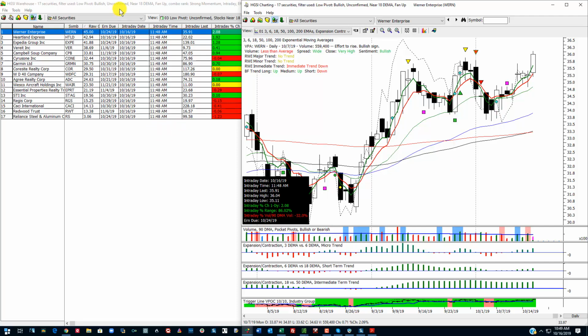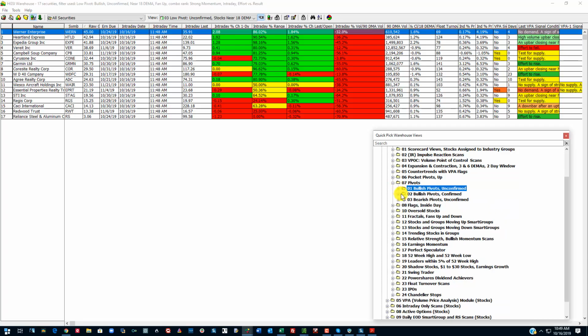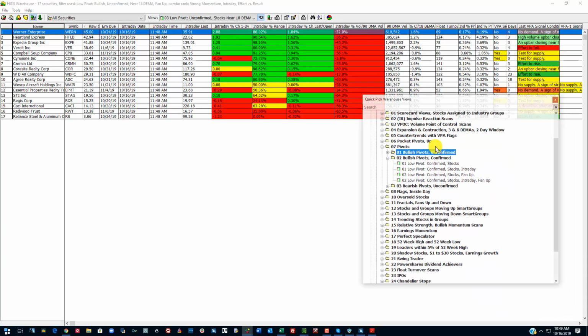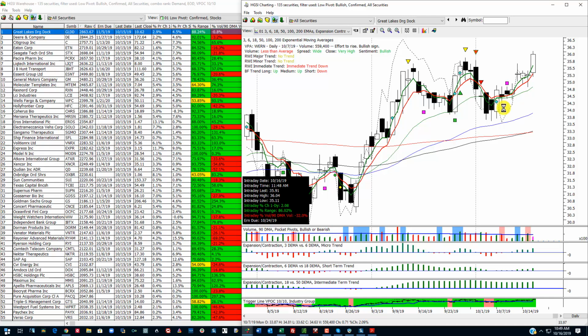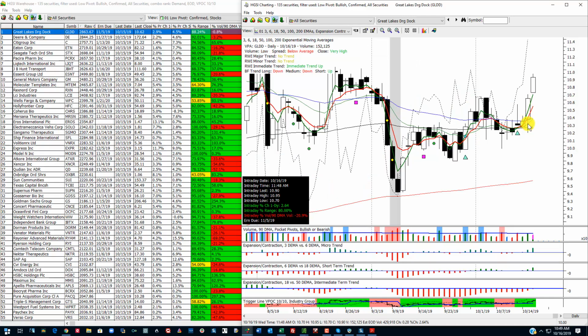Here is an effort to rise back here. Okay, there's a lot to talk about in this video. I'm going to go through these. These are bullish pivots confirmed. What do I mean by confirmed? It means that they were confirmed the prior day. So here was the pivot. It was confirmed here. And this is a stock I've been in and out of. I missed the trade this time, but it was confirmed yesterday, and you can see that it's going today.